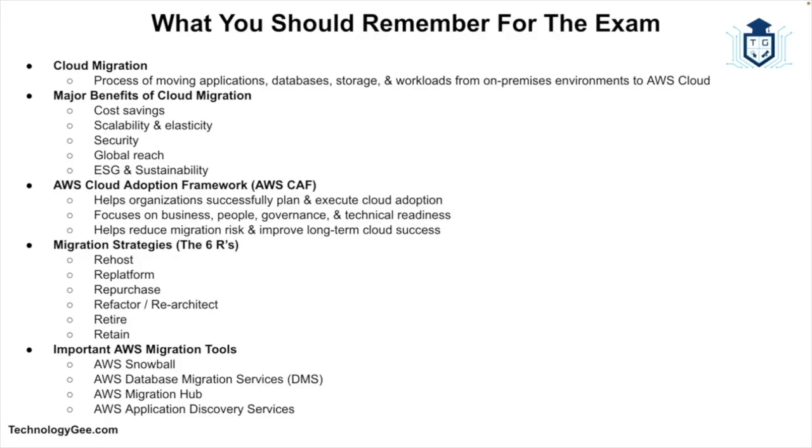So if you're studying for the AWS Cloud Practitioner exam, here's what you really need to lock in on. You need to understand that cloud migration essentially equals moving workloads from on-premises to AWS. Benefits: we're talking about cost savings, scalability, security, global reach, and ESG. AWS Cloud Adoption Framework, just understand that this is a framework for successful cloud adoption. You've got your migration strategies, the 6 R's, and we've got various tools to help all this happen, like Snowball, DMS, Migration Hub, and Discovery Service.